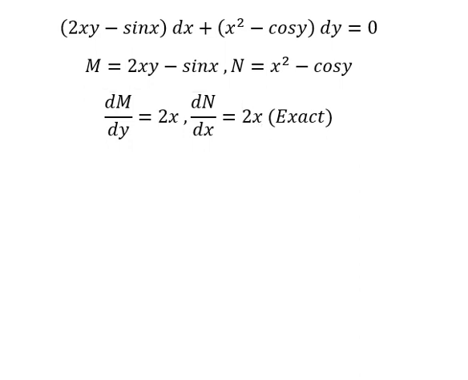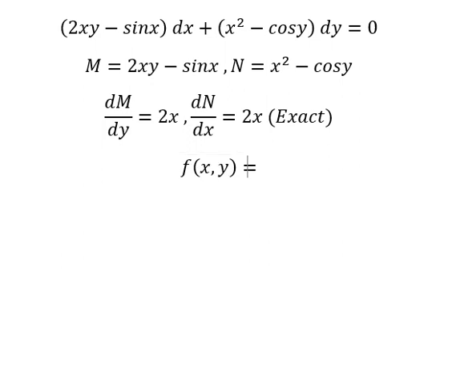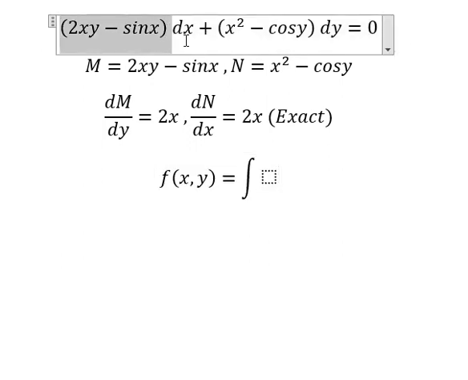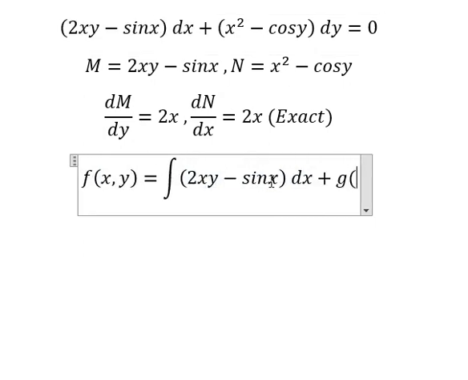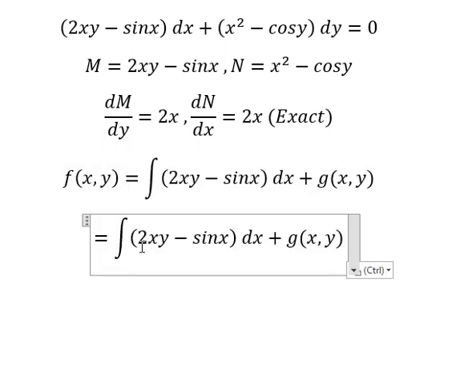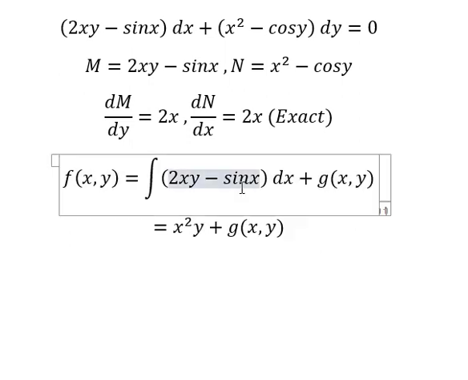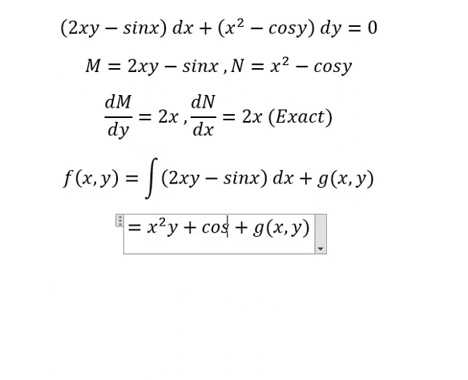Now we need to set up the function f(x,y) equals to the integration. So I select this one plus 3xy, the integration of 2x, that is x squared. The integration of negative sine x, that is positive cosine x.